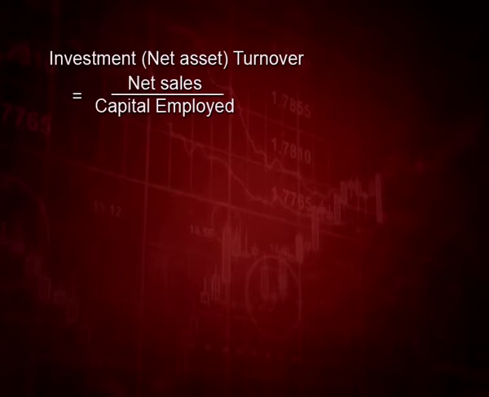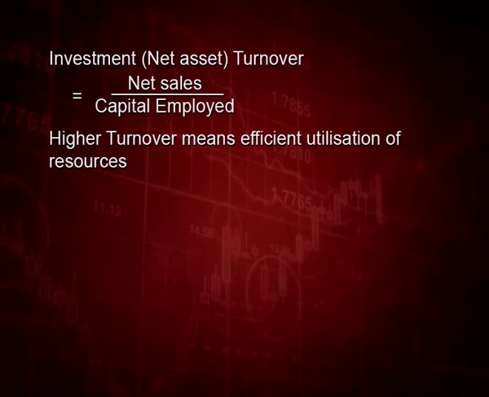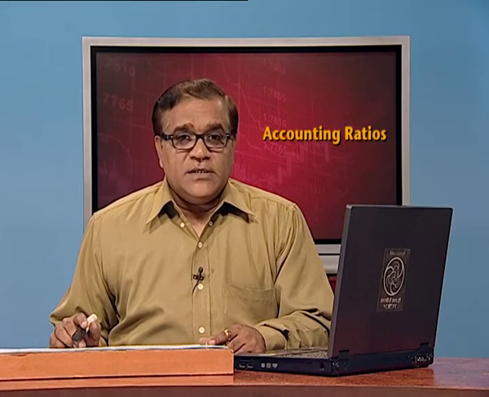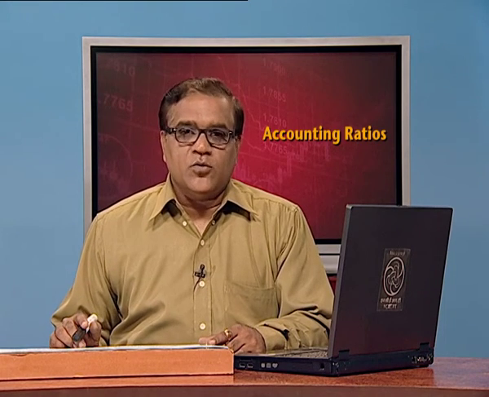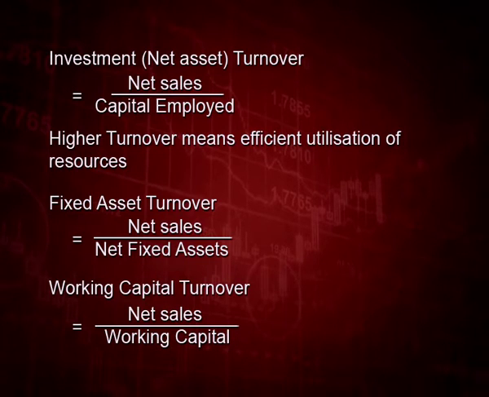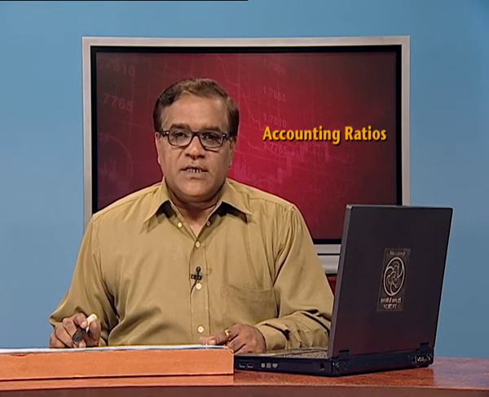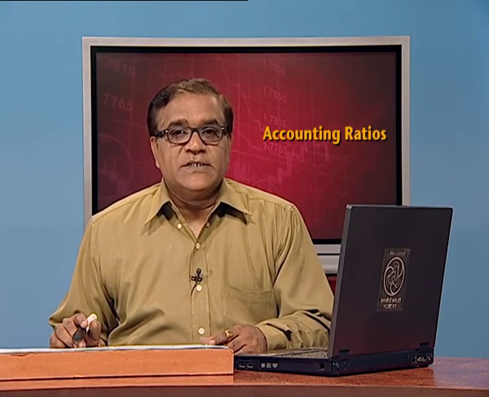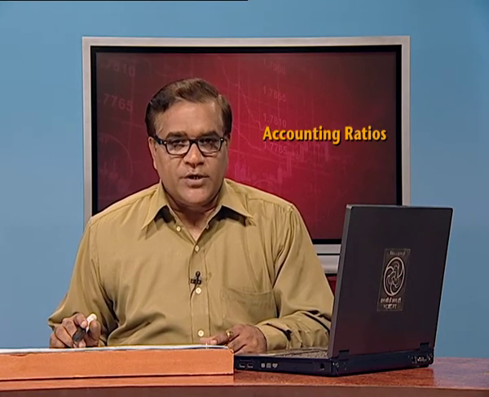The next ratio is investment turnover, or you can say net asset turnover. Now, net asset is also equal to capital employed, this we have told you in the last class. Now, this is equal to net sales upon capital employed. Now, higher turnover will mean we are utilizing our resources very efficiently. The next ratio under this category is fixed asset turnover ratio. The formula is net sales upon net fixed assets. And the last ratio under this category is working capital turnover ratio, that is net sales upon working capital. I hope you know working capital is current asset minus current liability, and net fixed asset, as I told you, is also equal to capital employed.